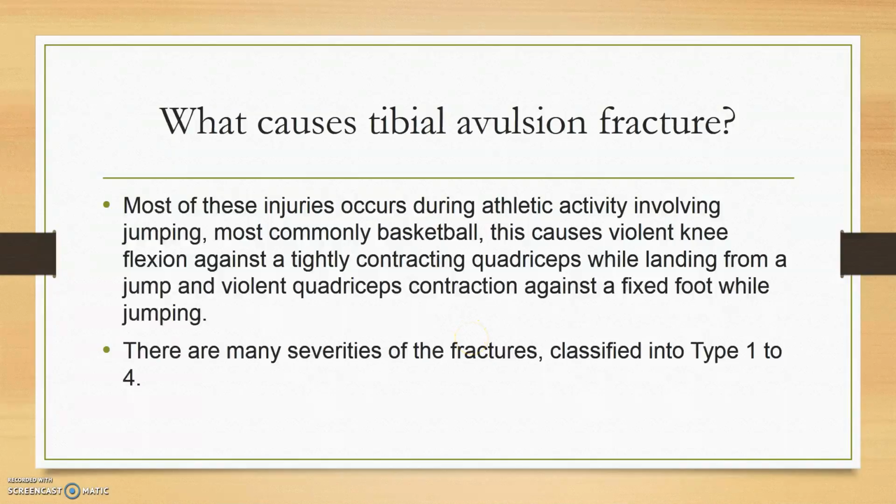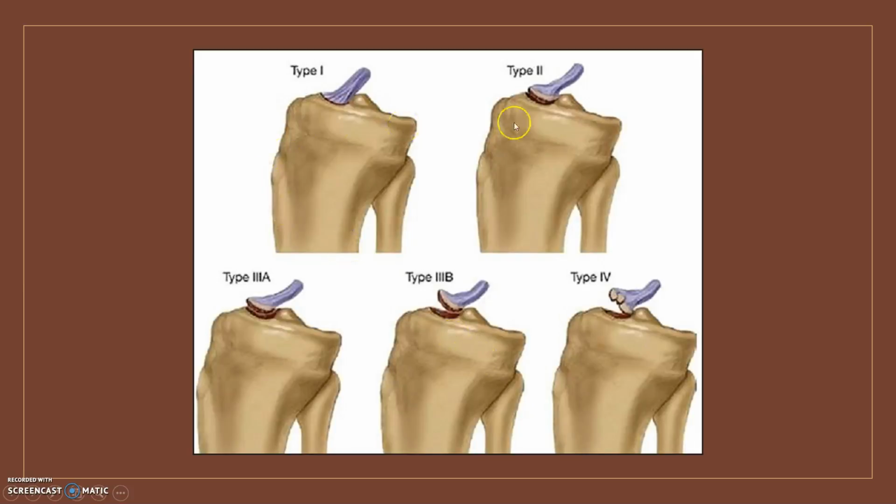So there are many severities of the fractures, so they are classified into type 1 to type 4. These are the pictures of type 1 to type 4 tibial avulsion fracture. As you can see, type 1 is rare, it's very hard to see the fracture, but it becomes bigger and bigger as the type increases.